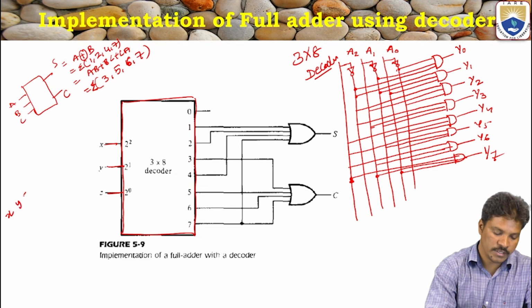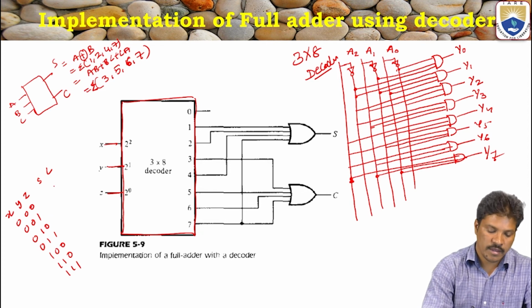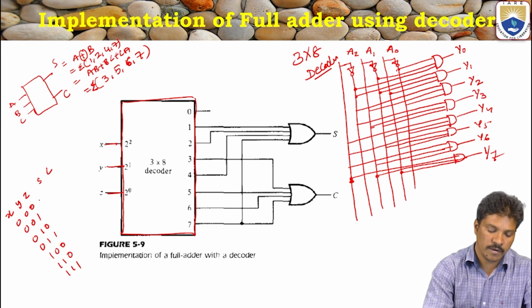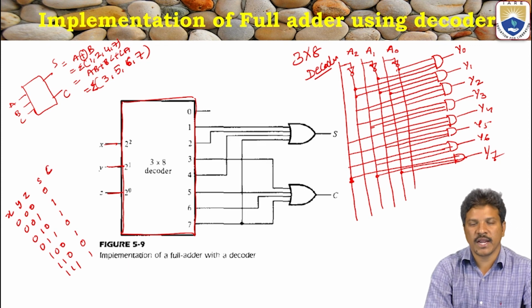X, Y, Z: 000, 001, 010, 011, 100, 101, 110, 111, with the corresponding sum and carry. When we check it, sum is nothing but the exclusive OR: wherever there is an odd number of ones, the sum is 1. Carry occurs only when there is 1 plus 1.